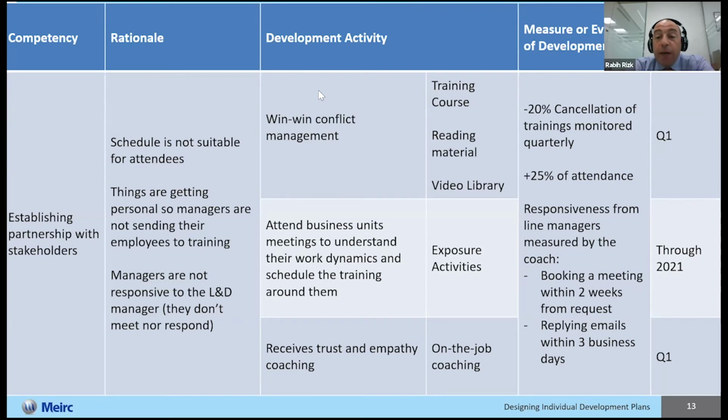Now, in terms of responsiveness from line managers, this is a little bit tricky, but with the help of the coach, this is what needs to be monitored. You need to monitor whether every meeting request sent by this L&D manager is booked within 2 weeks from sending date. And that's very important. It's measurable and it can tell you right away whether this improvement is happening.